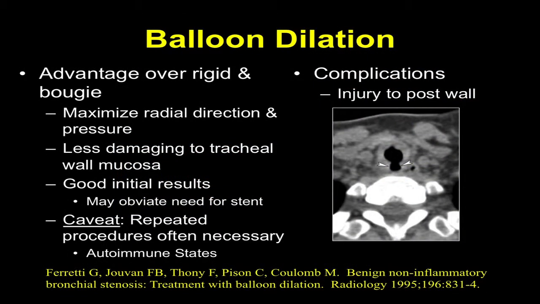Balloon dilation gives you a good radial direction and pressure, theoretically less damaging to tracheal wall and mucosa, good initial results, and may obviate the need for stenting, but balloon dilation typically leaves you with the need for repeated procedures. And if you have a patient who has an autoimmune disease and you do a balloon dilation, you can actually exacerbate the process. The risk of balloon dilation, if it's done especially by the inexperienced proceduralist, is injury to the posterior wall of the trachea, which can be a very serious problem.